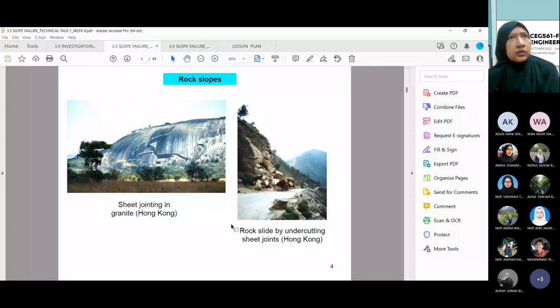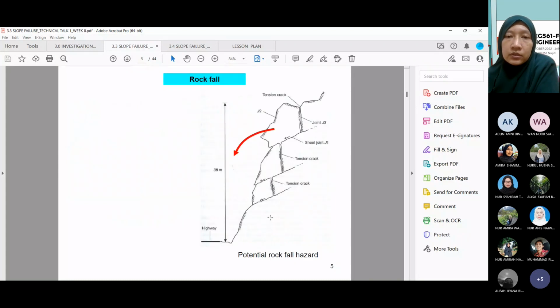For example, Bukit Lanjan in KL also happened naturally. Firstly, it was constructed for a highway, and then due to the rainy season, water infiltrated and weakened the rock structures. The rock had a weakness plane, so the water infiltrated into the weakness plane and caused the rock block to fall. So these are some examples of natural slope failure.